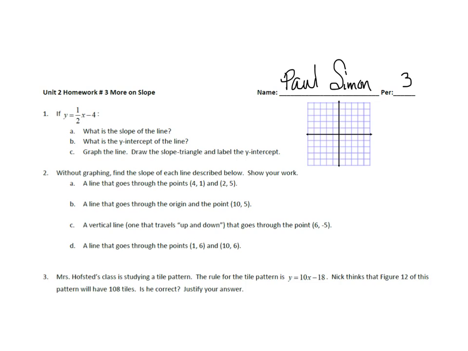Well, y equals mx plus b is the formula for a line. M is the slope. B is the y-intercept.